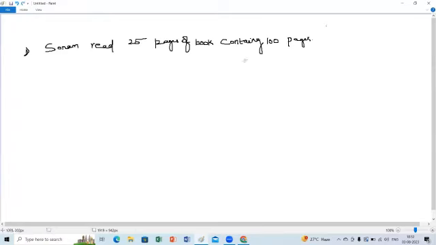Whereas Palak is another student. She read 2/3 of the book. Very good. I got one answer from a student. Let me check. 2/3 of the book. Who read less? Who is the lazy fellow here? Who read less? Who is lazy here? Who read less?